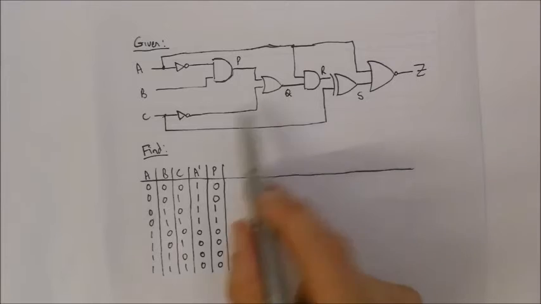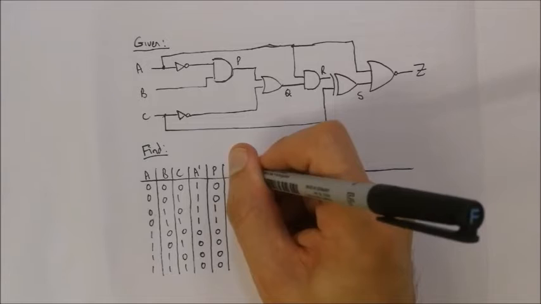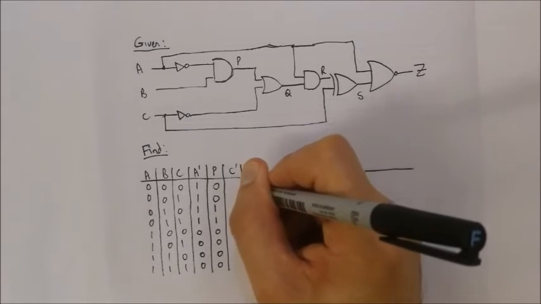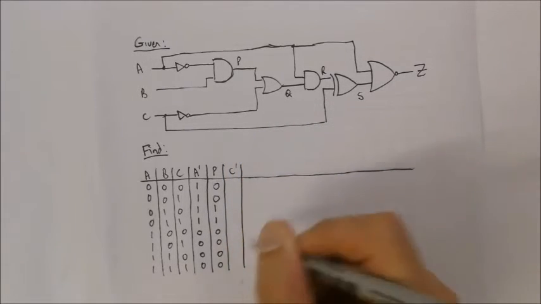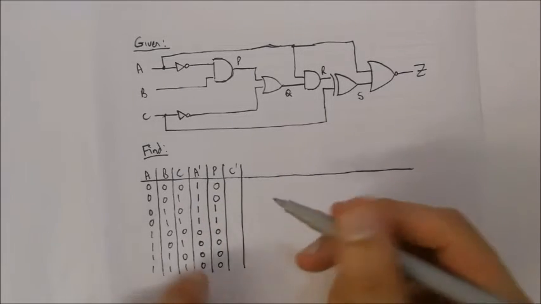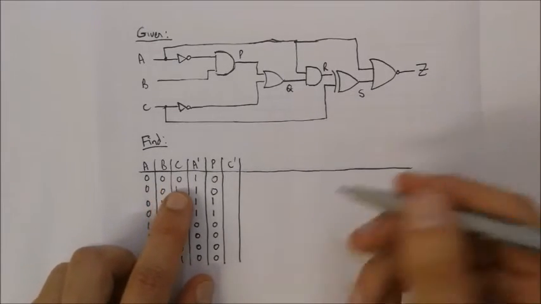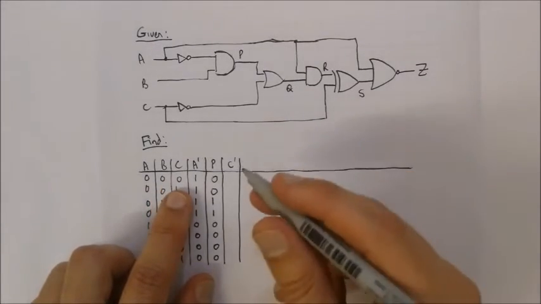Well, we can't get to Q yet because we've got to look at C, which needs to be NOTed. So I'm just going to do C naught over here. You might be able to do this without the C naught and without the A naught calculation, but just to prevent errors being made, I normally take one extra step. A little bit more time, but less chance of an error.